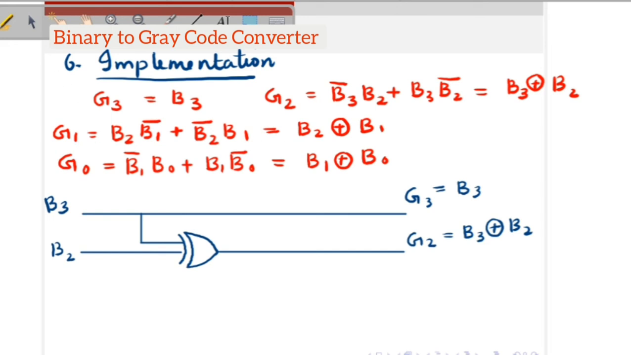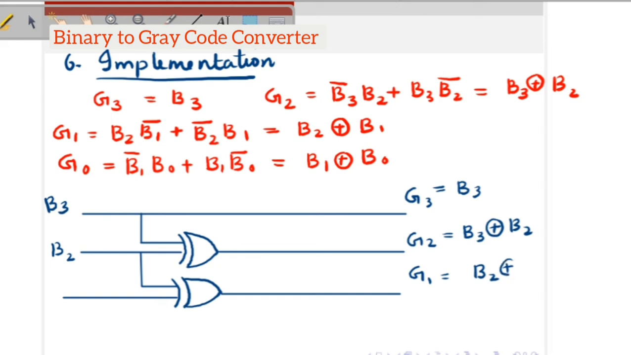Next one is G1. G1 is B2 XOR B1. So here we have the B2, then take the input B1, then both are given to an XOR gate. Okay, so we have the output, this one, that is G1 is equal to B2 XOR B1. So this one is B1.